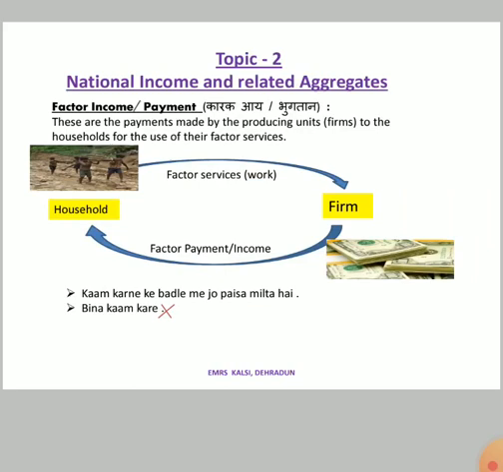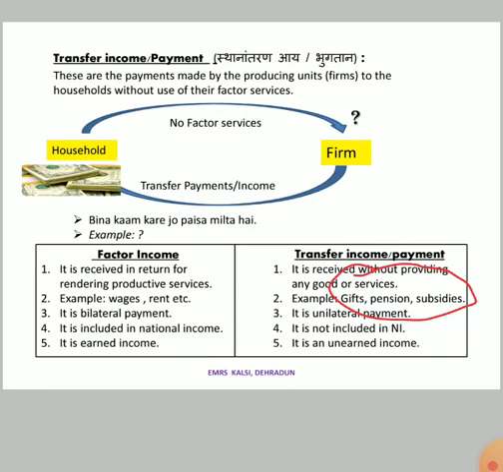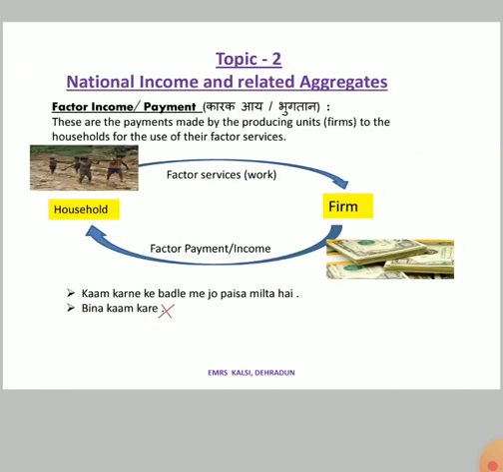Now the second topic is factor income or factor payment. There are two things connected here: factor income and transfer income. So first let's see the factor income or factor payment. These are the payments made by producing units to the household for the use of their factor services. Means when a firm uses the services of the household, in lieu of that service the firm pays some amount which we call wages or salary or remuneration.